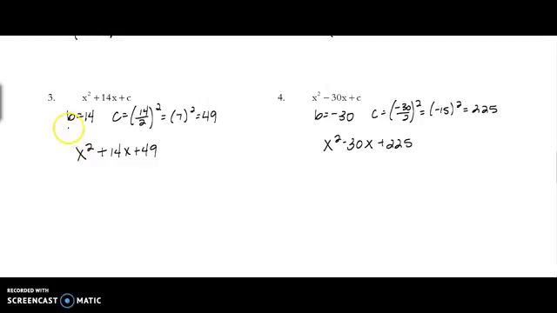So in problem number 3, your b value is 14. When you simplify, you're going to get your c value is 49. So this would be your trinomial. Your perfect square binomial is going to be x plus 7 squared. And then 4, b is negative 30, so you're going to continue. Remember, these parentheses are very important around negative 15, because if you do not have them, you'll get a negative answer, which would make this wrong. So you would have x minus 15 squared.